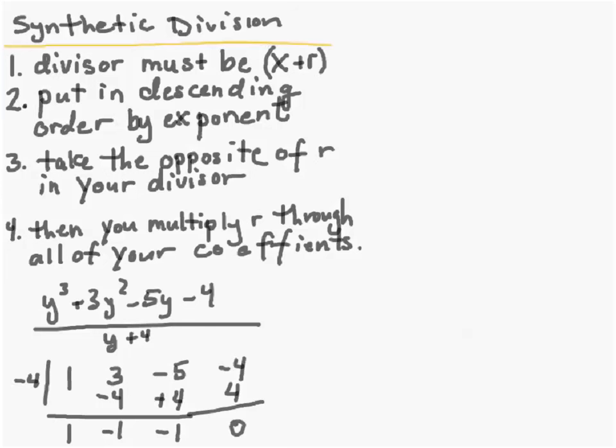And then when we write this back with all of our variables and our exponents, we go 1 power less than we started with. We started with a y cubed, so then we get y to the second, because it's a positive 1, y to the second minus y minus 1, because our terms were 1, minus 1, and minus 1, and you go in descending order. So y cubed plus 3y squared minus 5y minus 4, all divided by y plus 4, gives us y squared minus y minus 1.